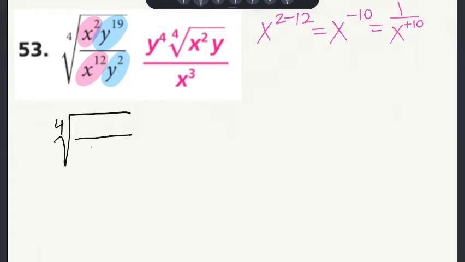Now the y value is the blue one. So I'm doing 19 minus 2, which is 17. Notice it's a positive 17, so nothing happens to it. It doesn't get flipped like the negative exponent.